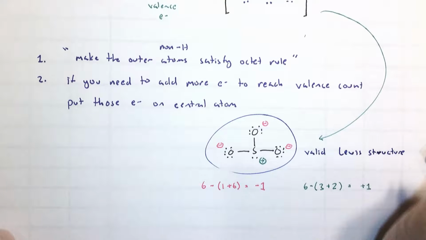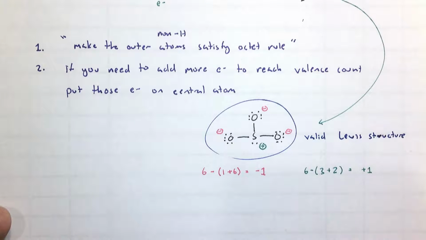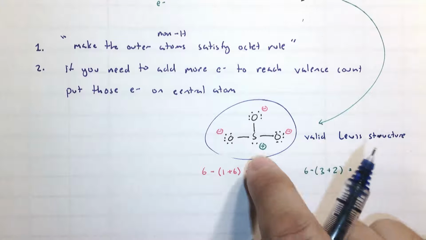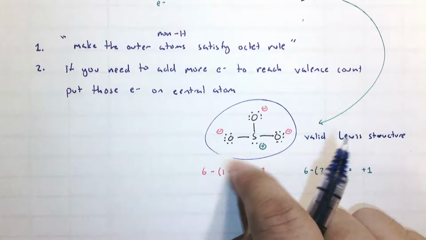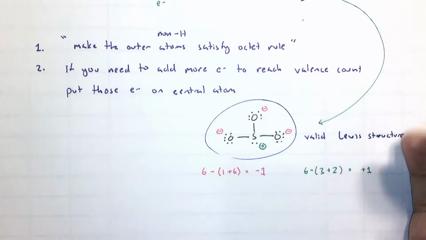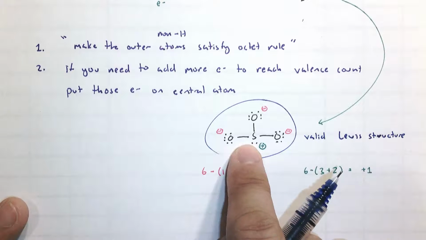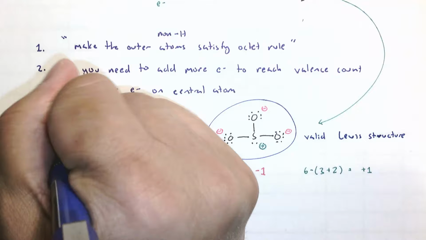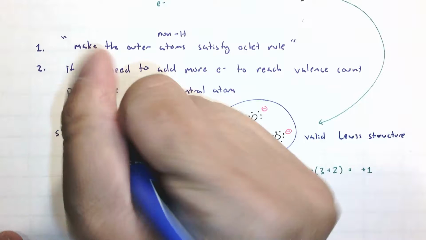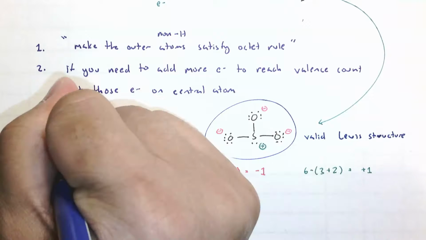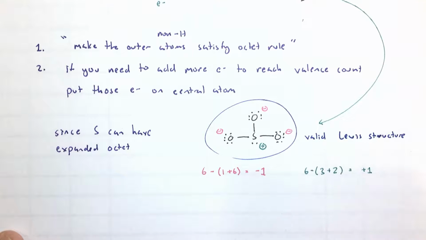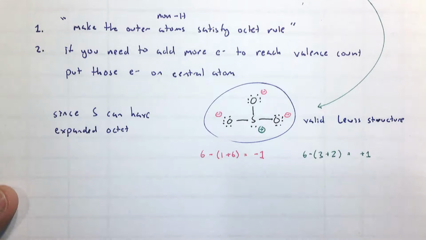But in some textbooks and in some sources, they would rather minimize the number of atoms that have a charge and sacrifice the octet rule. But the thing is, sulfur can have an expanded octet. So this is another possible answer. Since sulfur can have an expanded octet, you're going to try to minimize the number of charges.